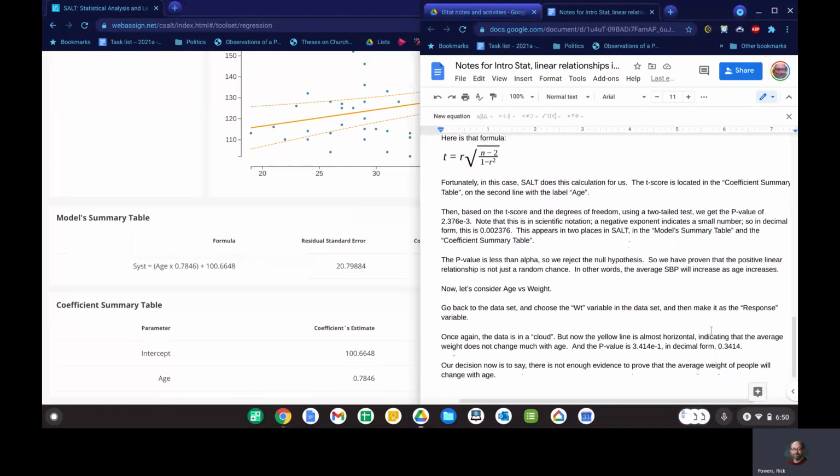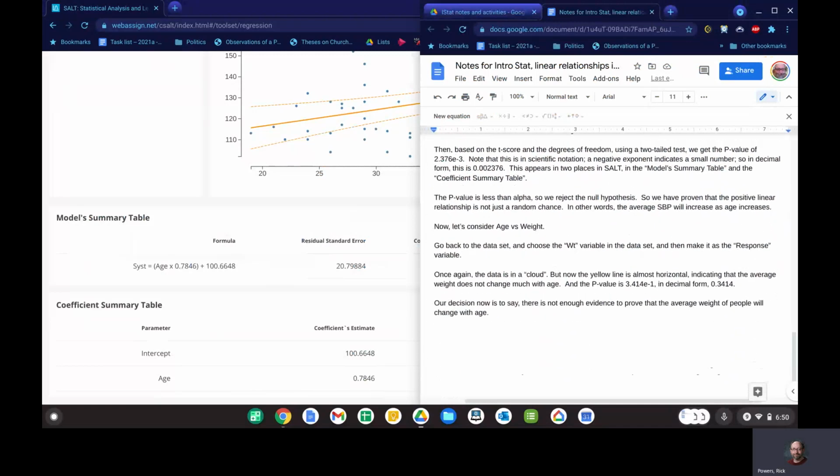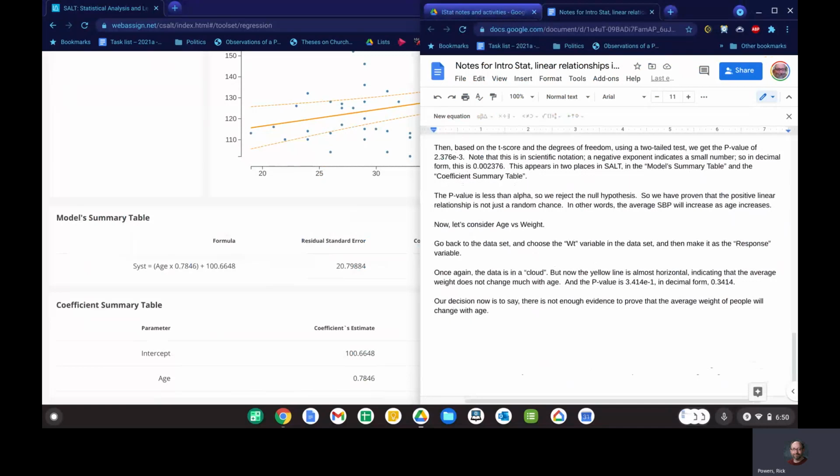The p-value is certainly less than alpha, so we reject the null hypothesis. So we have proven that this positive linear relationship is not just a random chance. In other words, the average systolic blood pressure increases as age increases.